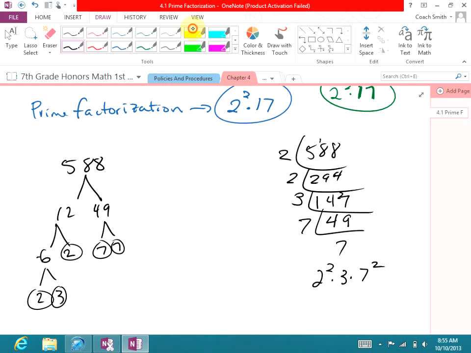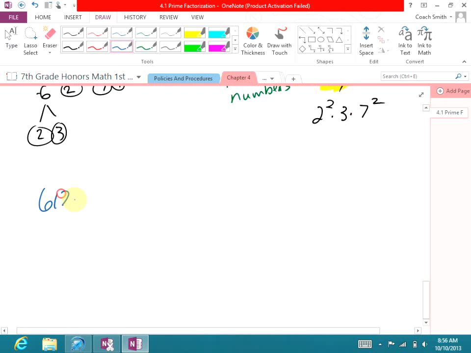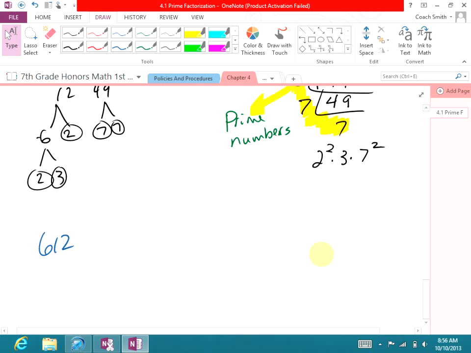Now, remember, in inverted division, out here, those can only be prime numbers. Okay? You can't divide on the outside of one of those inverted divisions by, say, 12. 12 is not a prime number. Okay, so you can't do that. So I want you to prime factor 612. Prime factor 612. And remember, your prime factorization is the multiplication at the end.